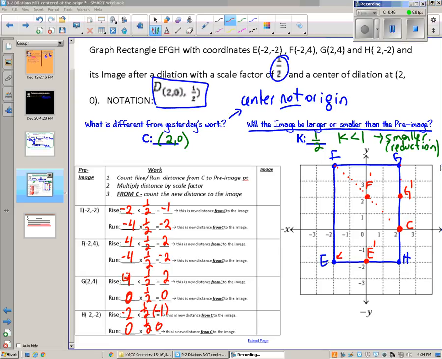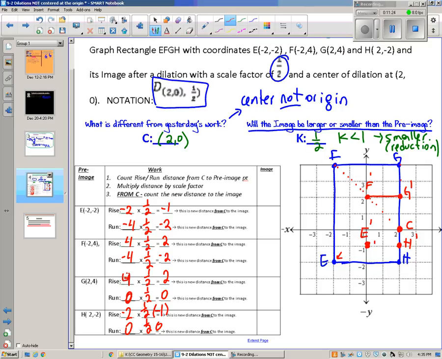Okay, sorry. I made a little mistake. I plotted E wrong. I did the math right, but E is plotted wrong. So just fix E for me. I couldn't figure out why it looked funny, but now I can see what I did. If you go back up to E, it's down 1 and left 2. So then it should be here. That's why it looked a little funny to me before. Okay, so now let's finish it off. H was 2, -2. And we're going down 1, and then there's no run. So it's going to be right here. And then that is H prime.